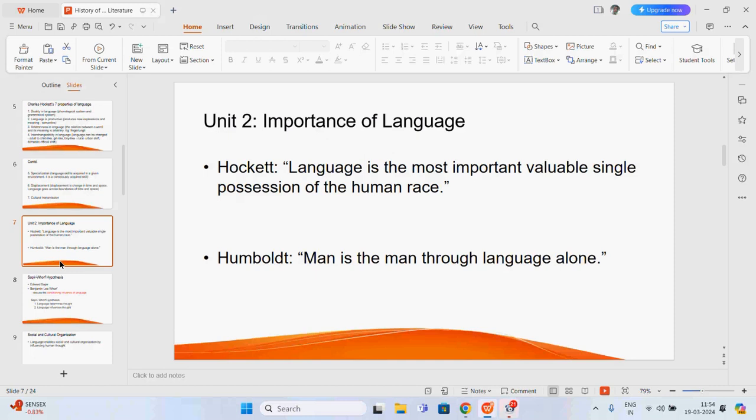I have two quotations, as you can see on your screens. One is a quote by Hockett: Language is the most valuable single possession of the human race. Undoubtedly, yes, it is the human beings who can speak, and to know language is a very valuable possession. Humboldt's definition is also very interesting: Man is man through language alone. A human being is a human being because we have the ability to speak.